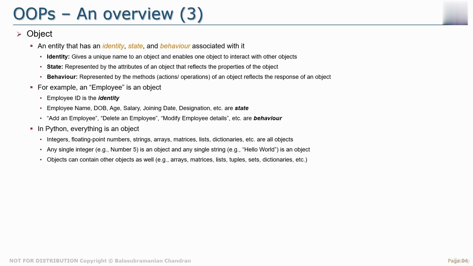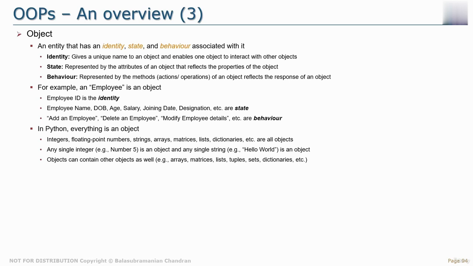For example, an employee is an object. Employee ID is the identity. Employee name, date of birth, age, salary, joining date, designation, etc. are state. Add an employee, delete an employee, and modify employee details, etc. are behavior. In Python, everything is an object.